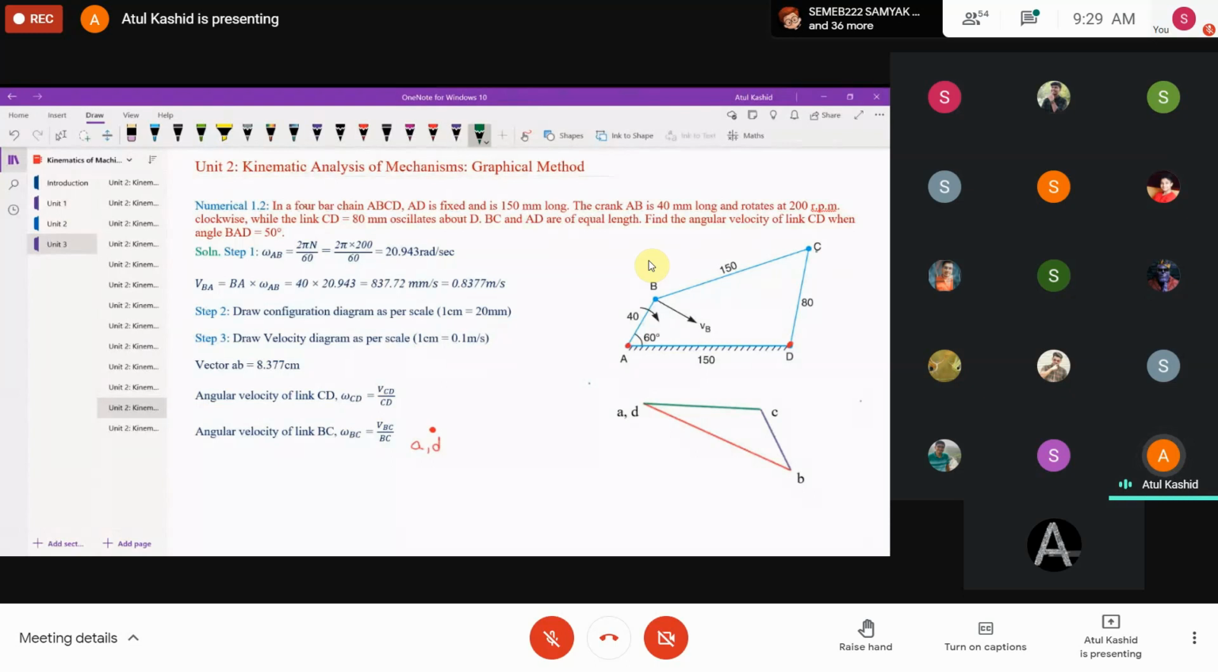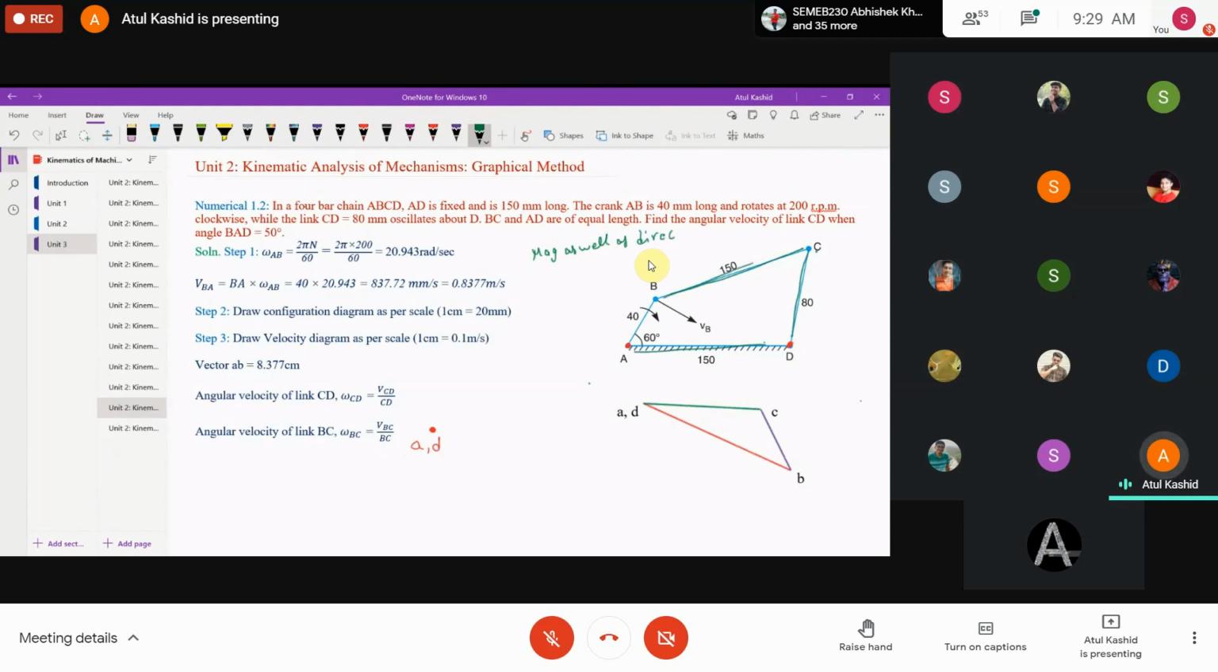We are drawing the vectors, because we know that to draw a vector, we need a magnitude and direction, right? So we have to identify the link for which we know magnitude as well as direction. So which is that link? We have a link BC, we have link CD, we have link AD, and we have the link AB. Now AD is fixed, so no problem with that.